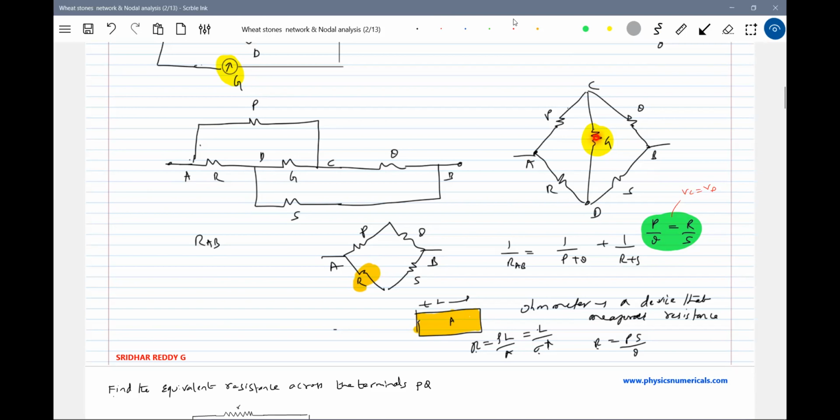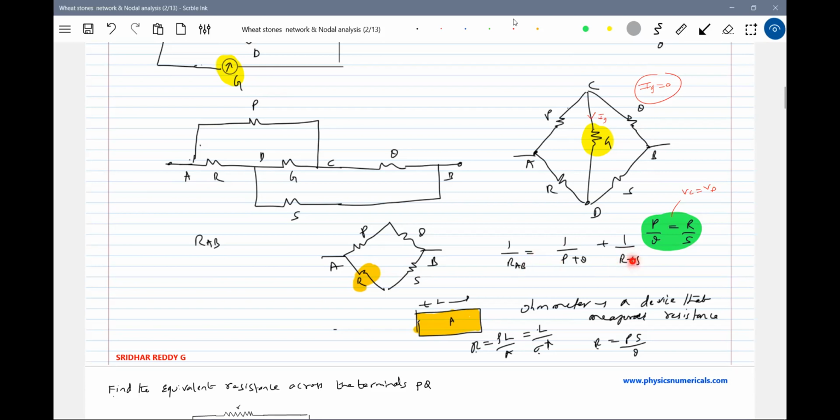Then if any resistor is connected across equipotential points, the resistor can be removed because there's no current through the galvanometer, no current through this resistor. No current flows through this resistor. So even if it is present or absent, it will not disturb the current flowing through these branches here. Okay, now what is the resistance now? P and Q are in series, R and S are in series. Solve for the effective resistance and we'll get the required answer.